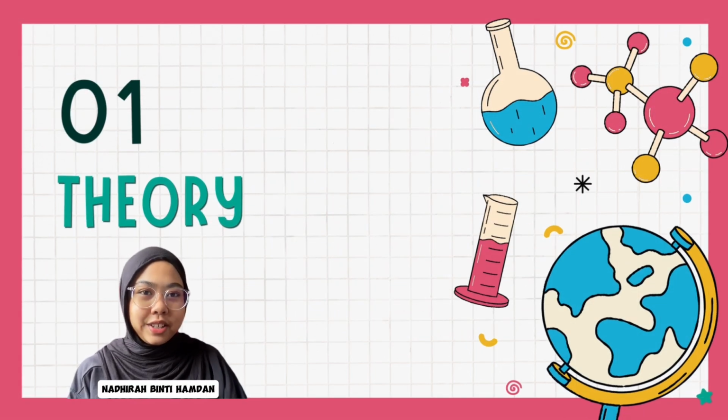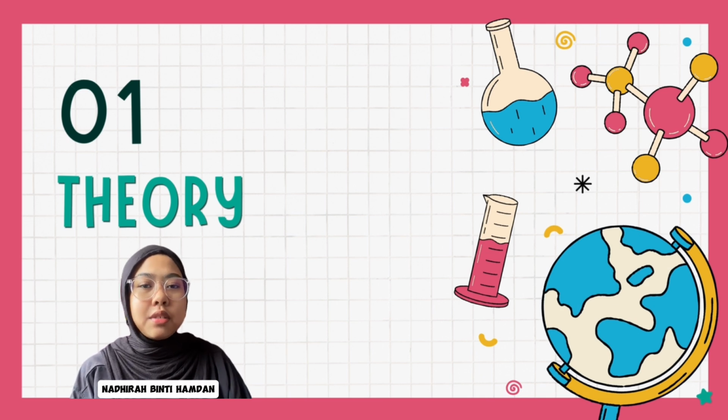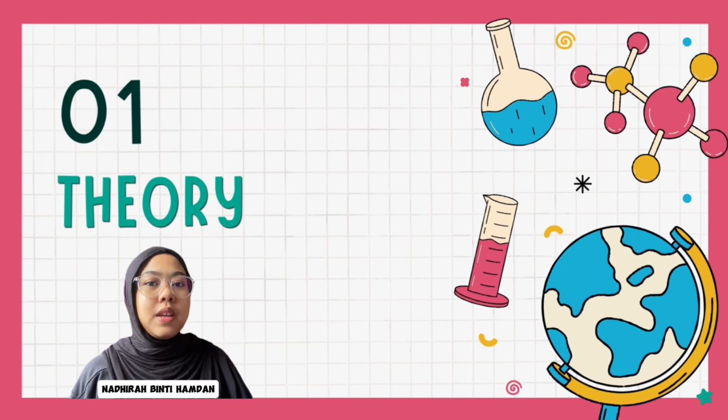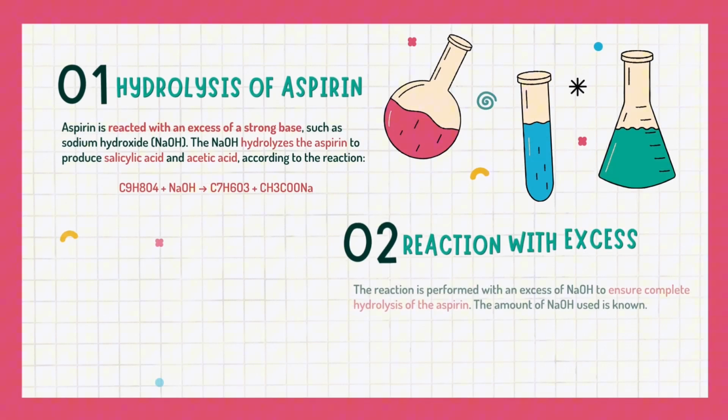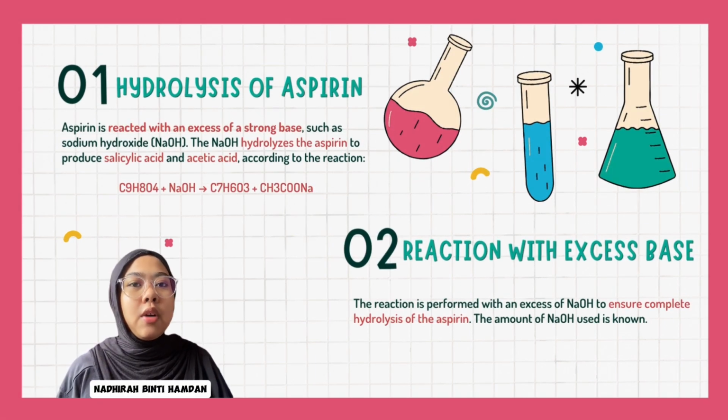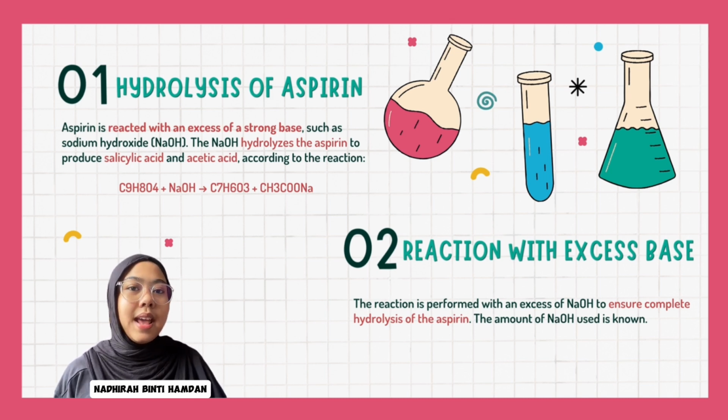Here is the theory of back titration in aspirin. Since it is insoluble in water, aspirin has to be determined by a back titration technique. This involves treating a sample of aspirin of accurately known mass with a known amount of sodium hydroxide. There are a few steps involved in the back titration of aspirin. The first step is hydrolysis of aspirin. Aspirin is reacted with an excess of a strong base, such as sodium hydroxide, NaOH. The NaOH hydrolyzes the aspirin to produce salicylic acid and acetic acid according to the reaction below.